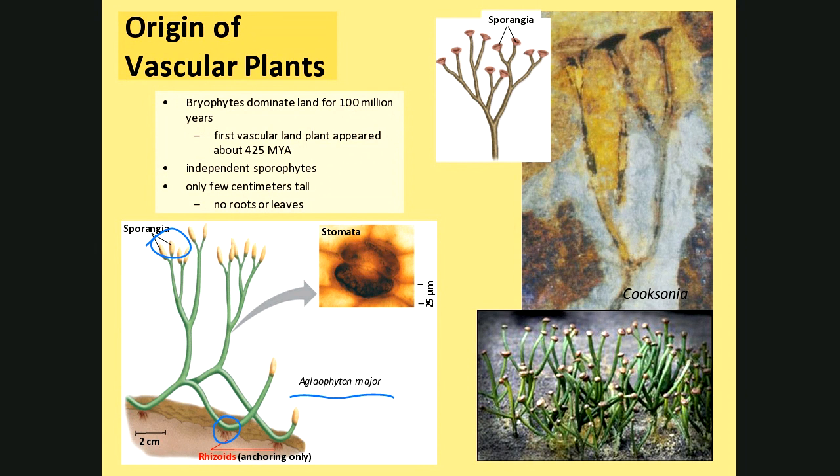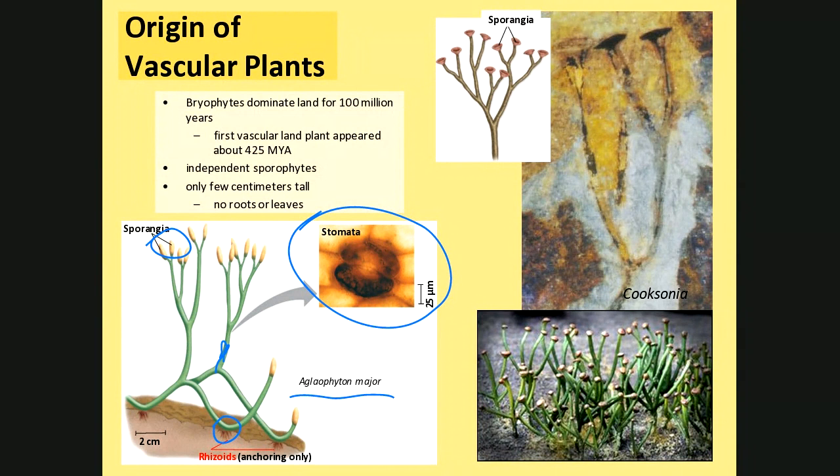Still, you're not getting very tall, though. You're vascular, okay, but you're not going to be getting very tall. You're still only a few centimeters tall. No real roots, no leaves. You're photosynthesizing through this tube part. Okay, there are stomata. This is actually a picture of a fossilized stomata. Remember stomata, carbon dioxide and oxygen.